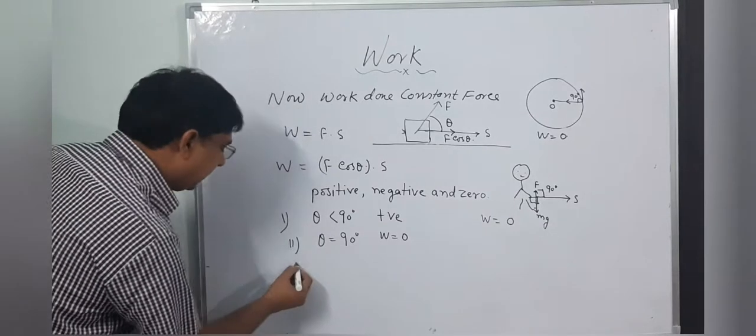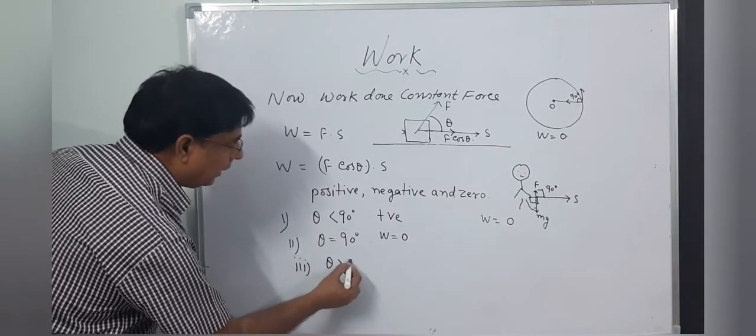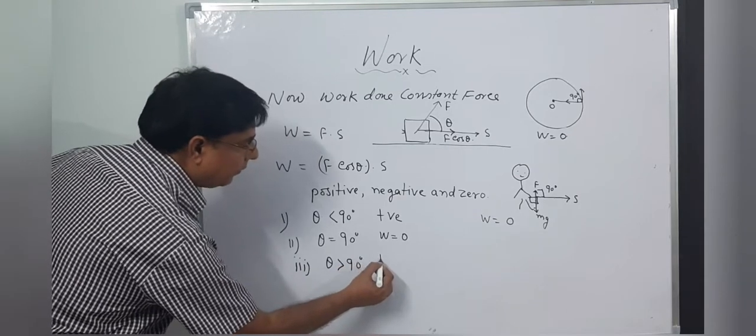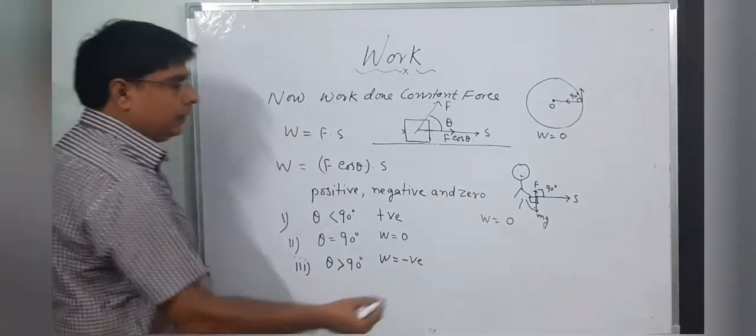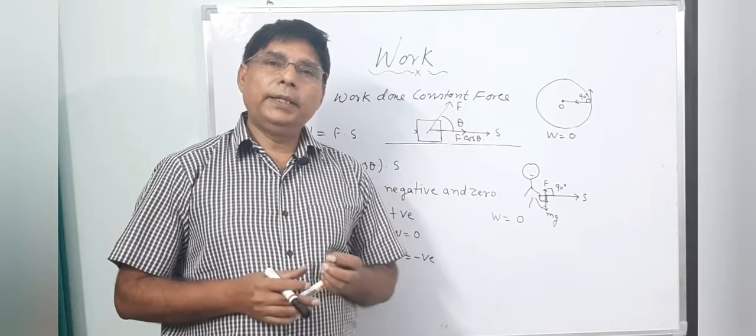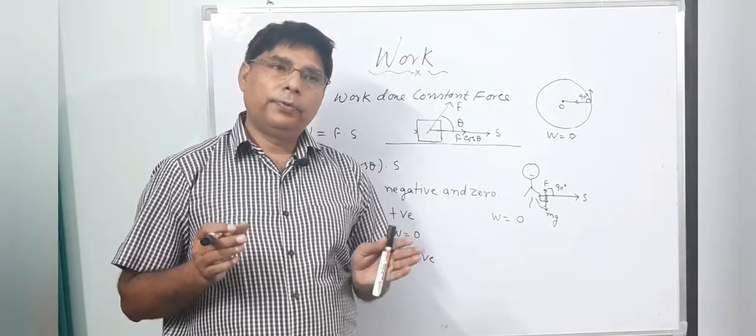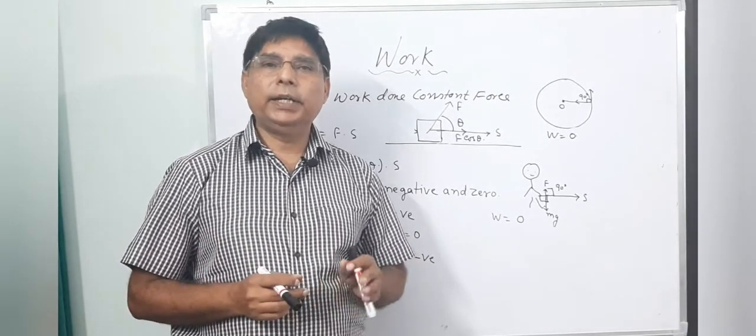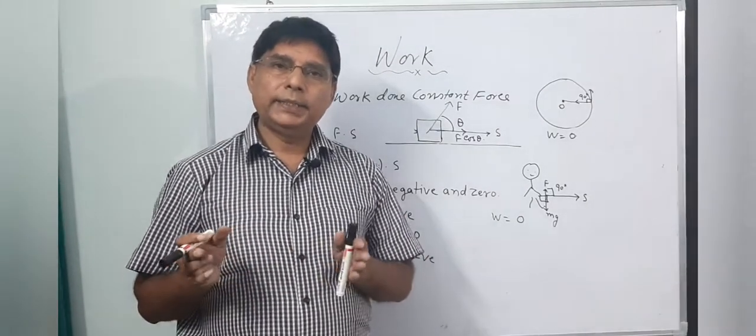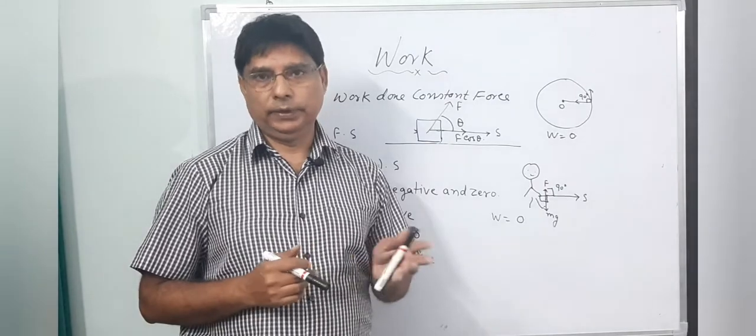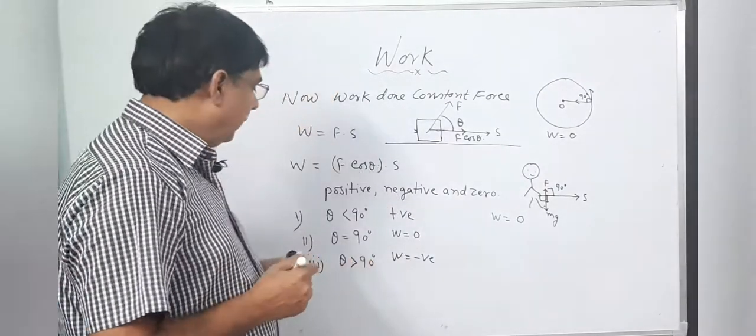Now, the third case is when theta is greater than 90 degree, then work is negative. Suppose when we apply the brake in a moving car, then the force of friction acts in the direction opposite to the motion of the car, or we can say the displacement of the car, then work done by the friction will be negative.